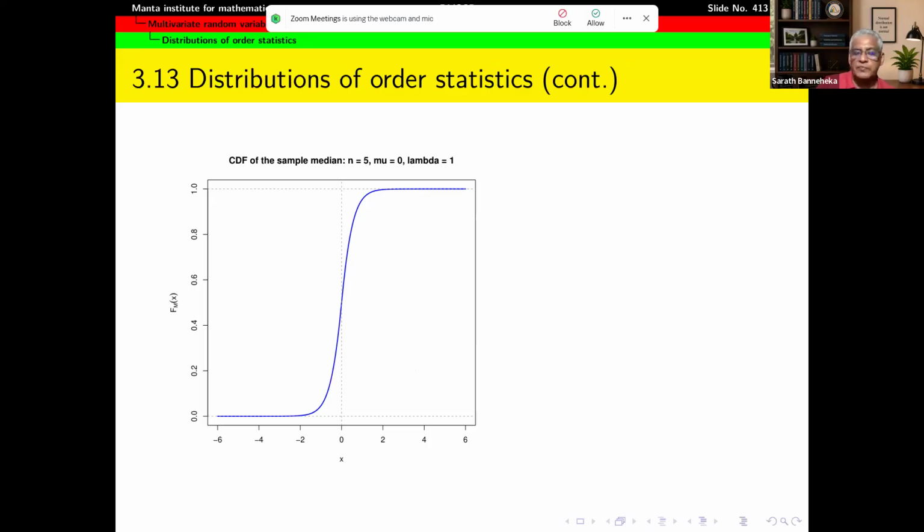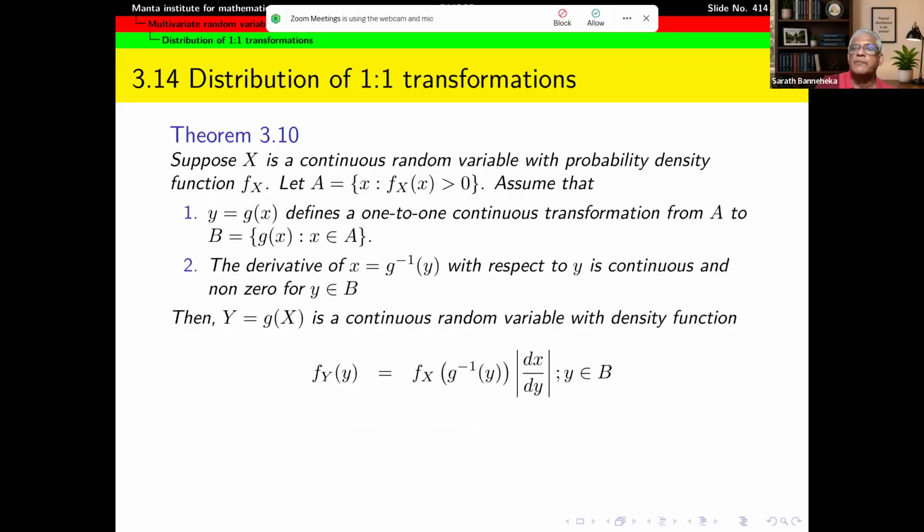In the next lecture, I will discuss distributions of transformations, how to get the distribution of a transformation, starting with a one-to-one transformation. Say, for example, X is transformed into Y using some function g, where g is a one-to-one function. First, we will consider that. We will derive a formula to get that, and then we will look at some examples.